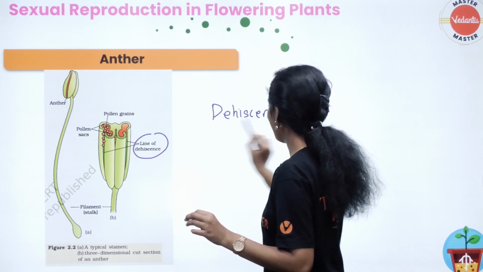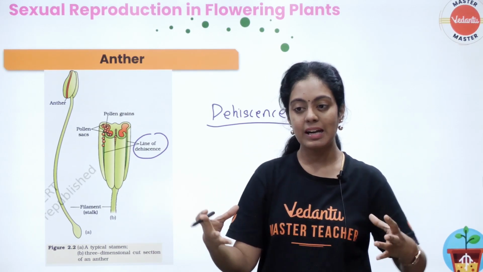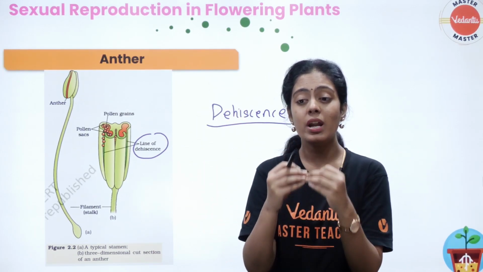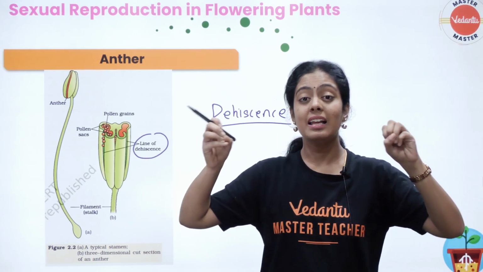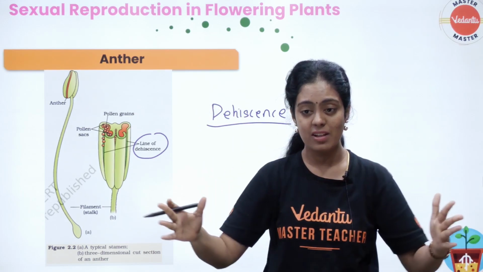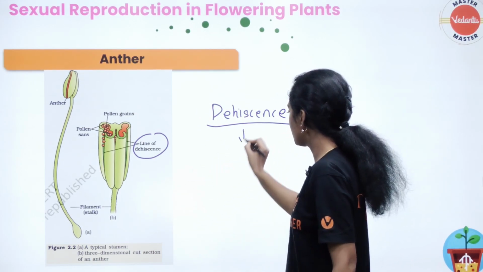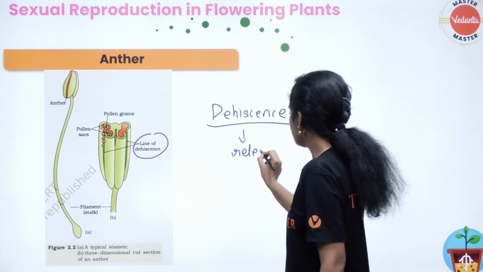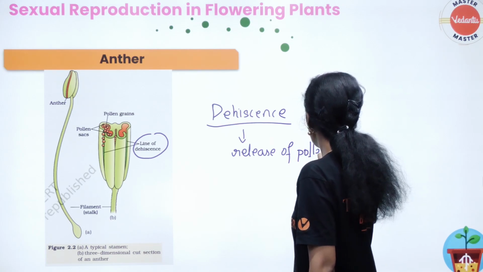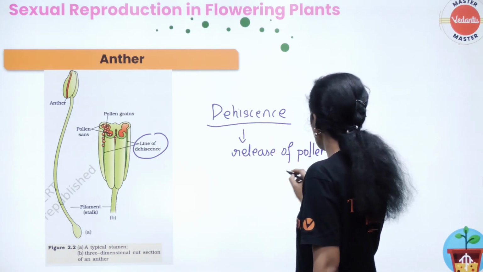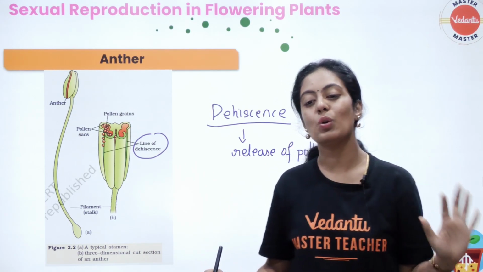Ma'am, what is dehiscence? Very simple. Your pollen grains develop inside your anther, correct? Once the pollen grain develops, the anther undergoes dehydration. The water content in the anther goes out, and it is also going to release the pollen. So simply, dehiscence is the process of release of pollen grain. Very, very important: the release of pollen grains is what we call dehiscence.